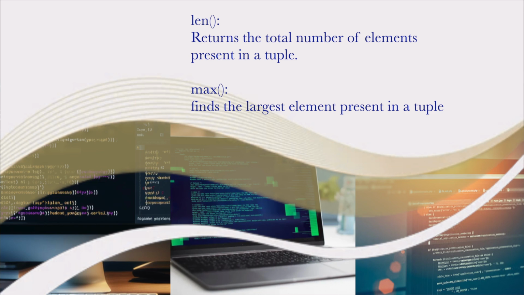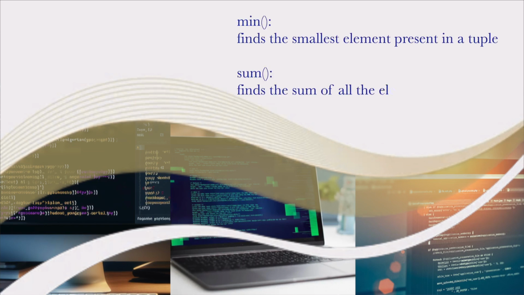The max method is used to find the largest element present in a tuple. Similarly, the min method is used to find the smallest element present in a tuple. The sum method can be used to find the sum of all the elements present in a tuple. Let us demonstrate these methods with examples.